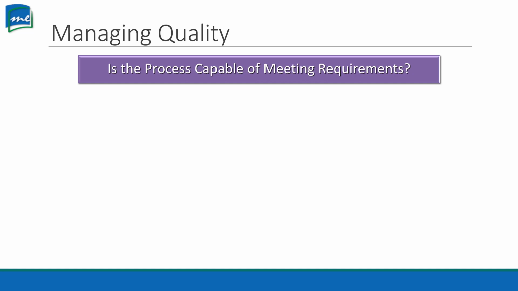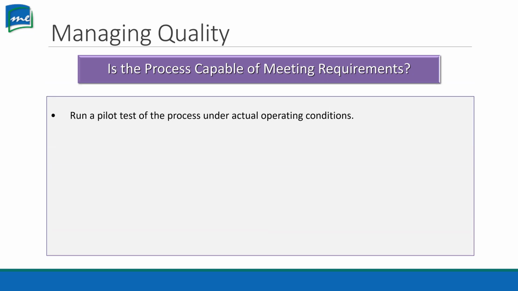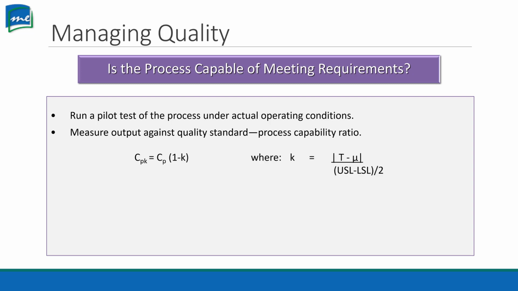So once again, look at our process: is it capable of meeting our requirements? We need to run the pilot test under actual operating conditions, and we need to measure it. Well, we're actually looking at our Cpk value. So we're trying to figure out K.